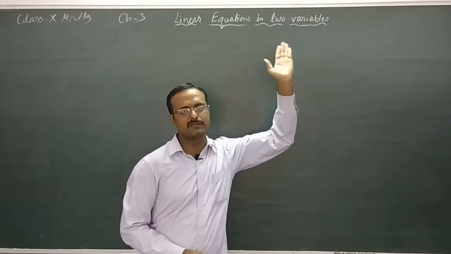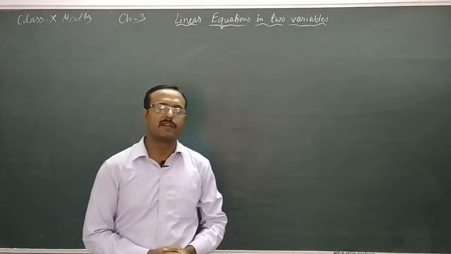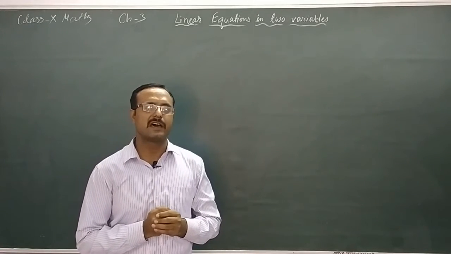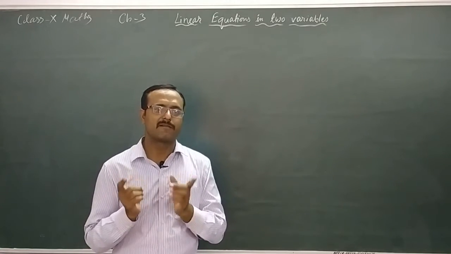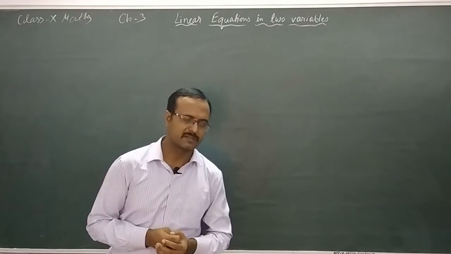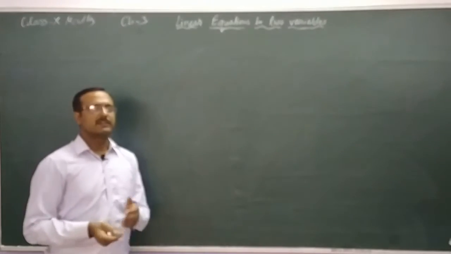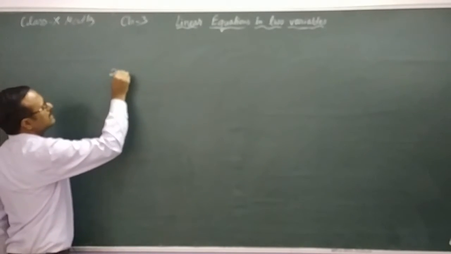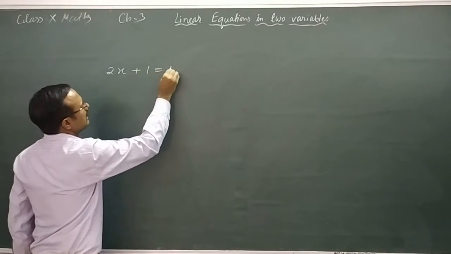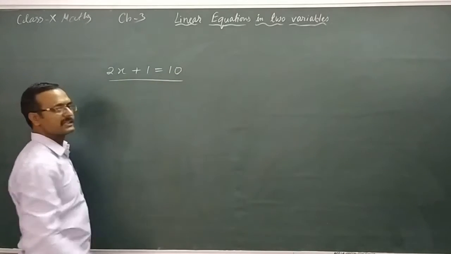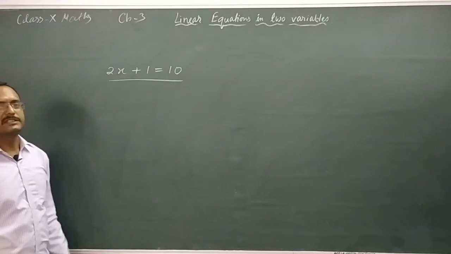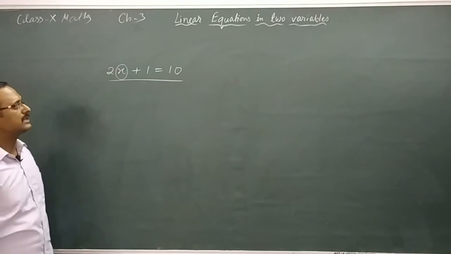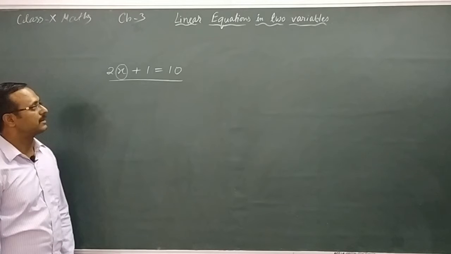Now we know about variables. What are variables? Variables are unknown things in equations, and they are generally represented by alphabets, that is x, y or z. Okay, now what do you mean by equation? Let me write one of the equations, 2x plus 1 equal to 10. What kind of equation is it? This is an equation in one variable because there is only one alphabet.